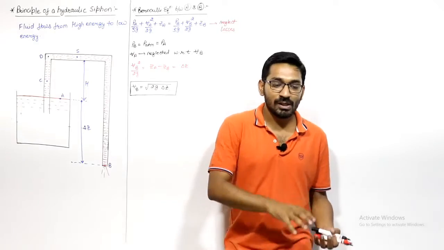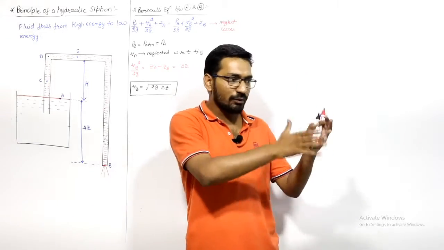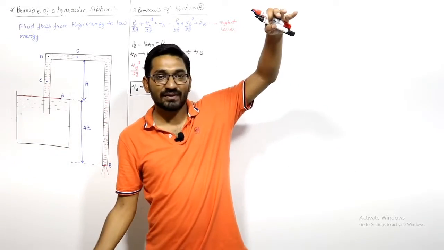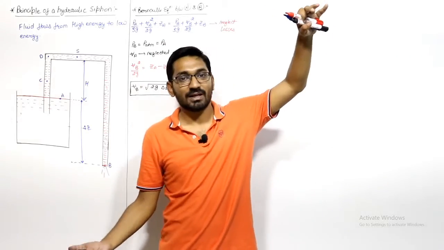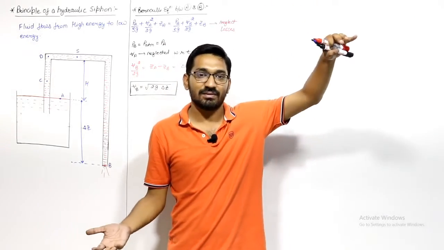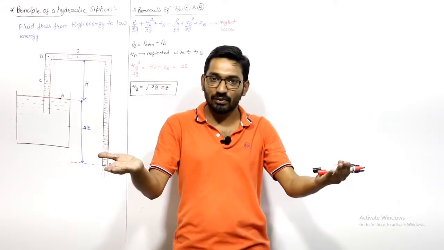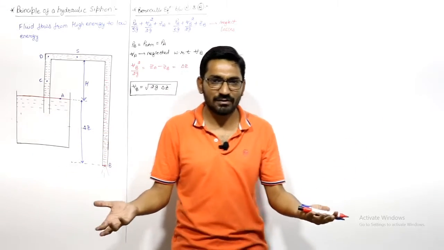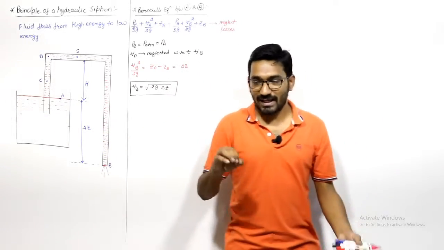So siphon is used to transfer the fluid from one container to the other container if there is a difference in their elevation. That is important. The difference must be there between their elevation. If that difference is not there, if they are parallel, then the fluid cannot be transferred. Up to a certain limit you can transfer, but not so much, right? So this is the case.